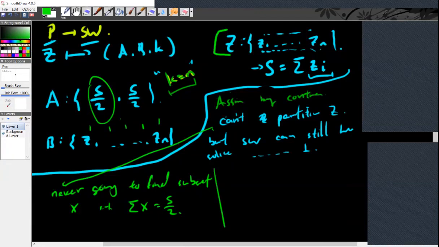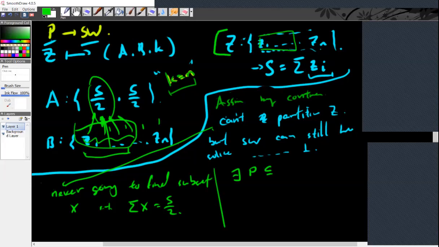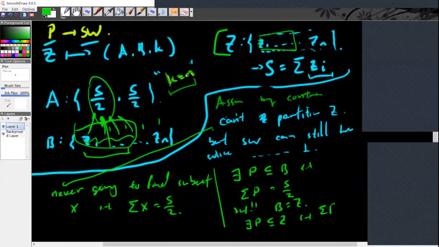Since everyone made exactly one transaction, everyone must have committed their full amount of money to you. So just look at those people, collect those people, round them up. We know that these people correspond to the same elements in Z, and all of them must have summed to S over 2. So there must have been some subset of pairs, let's say P a subset of B, such that the sum across all the items in P is equal to S over 2. But what do we know? We know that B as a set is actually just equal to Z. So this means that there exists a subset P of Z such that the summation of P is equal to S over 2.